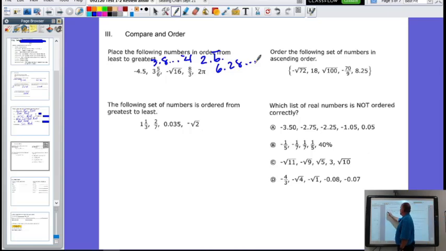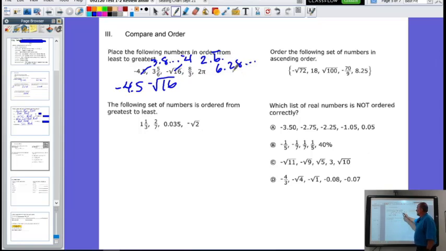Now, what order do we want? Least to greatest. Okay, so the -4.5 is going to be first. It's the smallest. The negative square root of 16 is going to be next. Okay, so those are gone. And now we've got 3.8, or we've got 2.66666, or we got 6.28, so that gives me the 8/3, and then the 3 5/6, and then last but not least, the 2 pi.